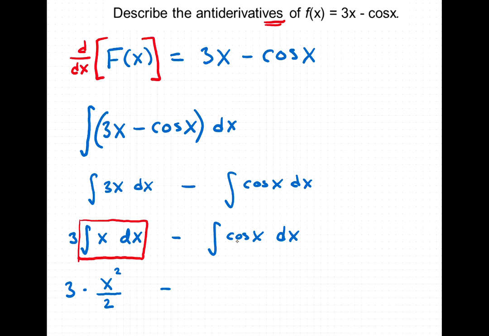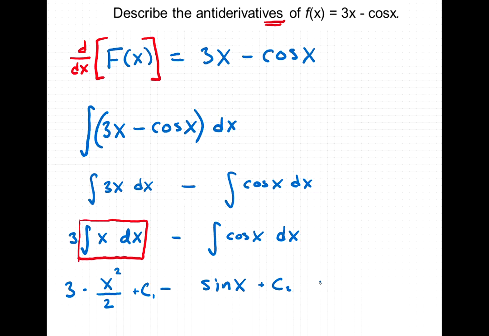And the antiderivative of cosine x is sine of x. And don't forget, in each case, there is a constant of integration. We'll call that C1 and C2.